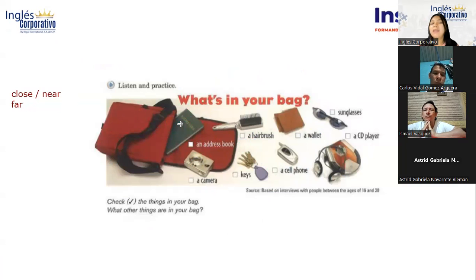What is an address book? An address book is, voy a decir que es una libreta de direcciones. All right? Address book. Then we also have a hairbrush. Hairbrush. We also have a wallet. Then we also have sunglasses. Then we also have a camera. A camera. Then we also have keys, right?